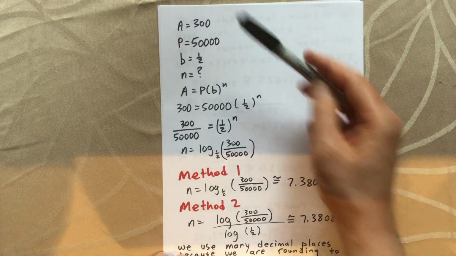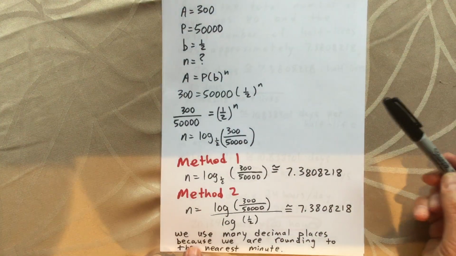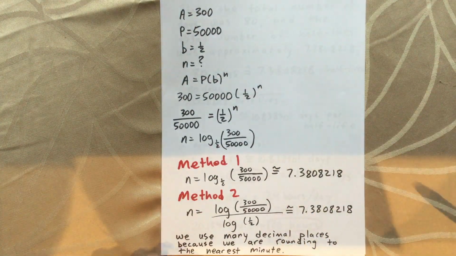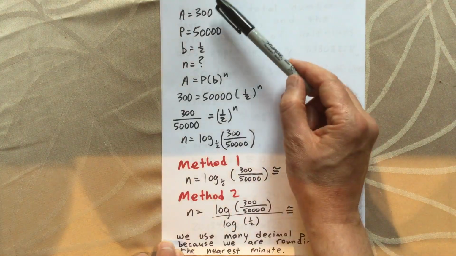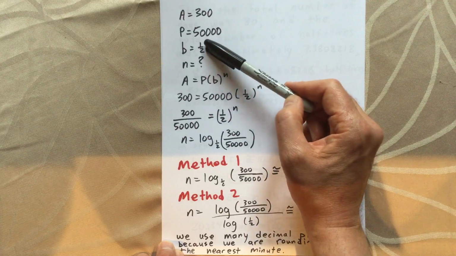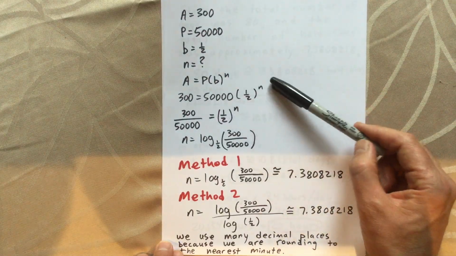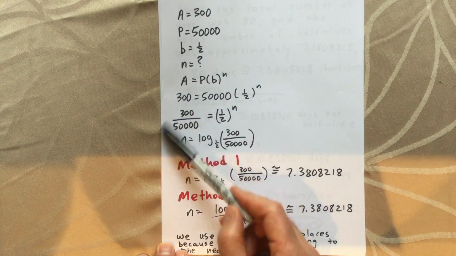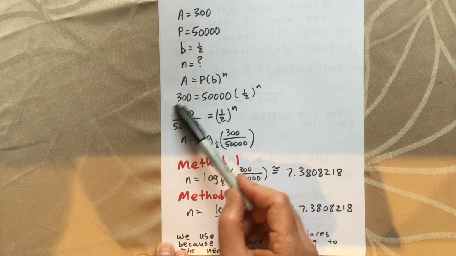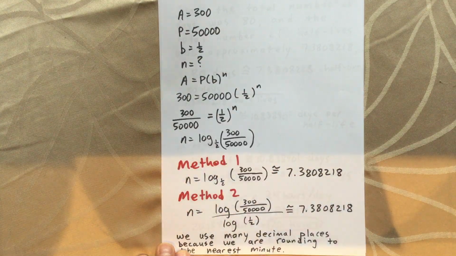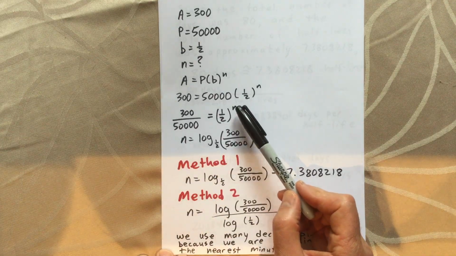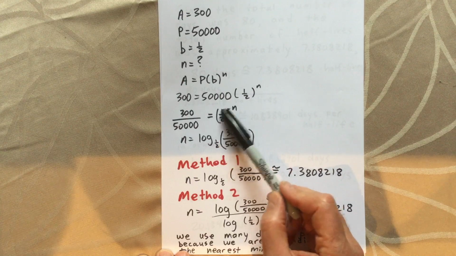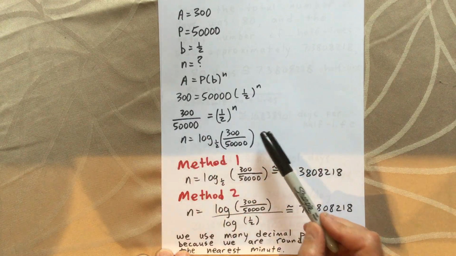Let's start by saying our final amount is 300. Our initial amount is 50,000. The base is a half because it's a half-life question, and the exponent n is unknown. Well, the final amount equals the initial amount times 1/2 to the exponent n. Dividing both sides by 50,000 means 300 over 50,000 is 1/2 to the exponent n. That means n is equal to the log base 1/2 of this quantity.